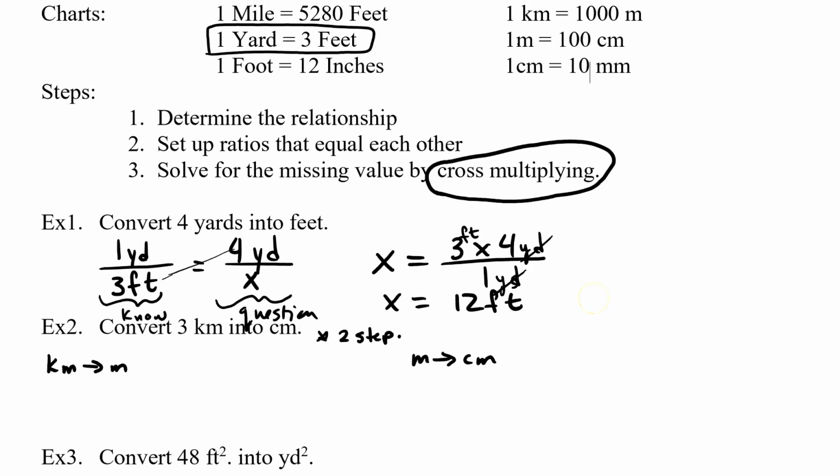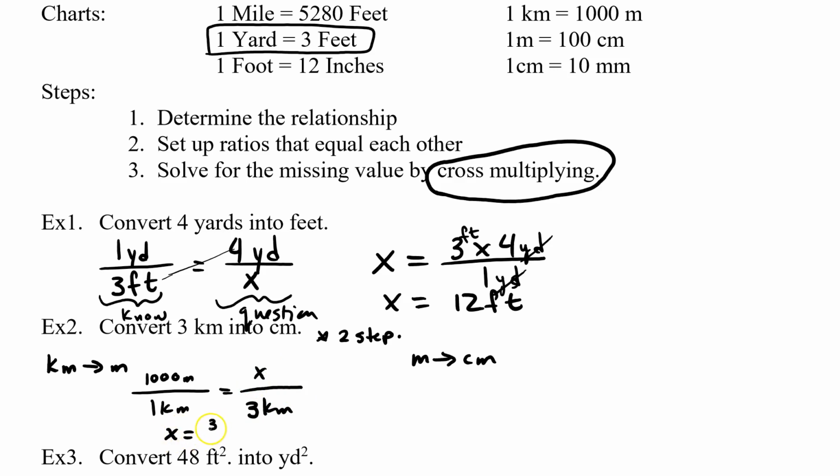So I'm just going to keep this in mind here. I know that 1,000 meters is the same thing as 1 kilometer. In this scenario, it doesn't matter which one goes on top or which one goes on the bottom. You just have to be consistent. So 1,000 meters divided by 1 kilometer. Kilometers goes on the bottom, so that's what we're given here. So 3 kilometers, and we're going to solve for x.